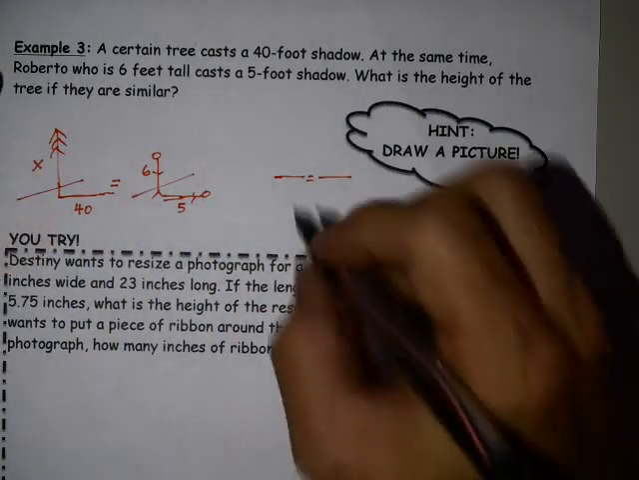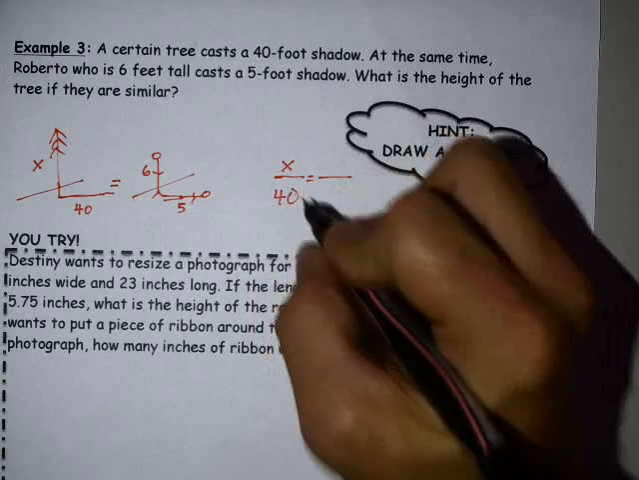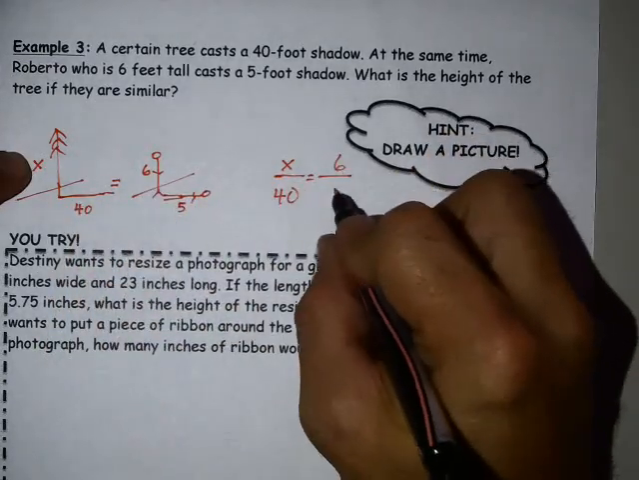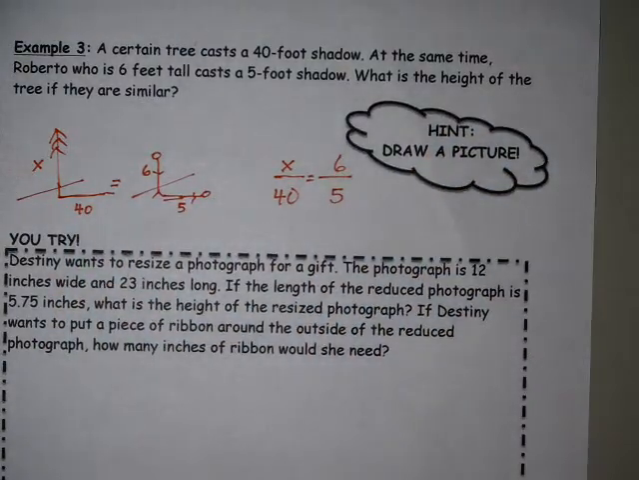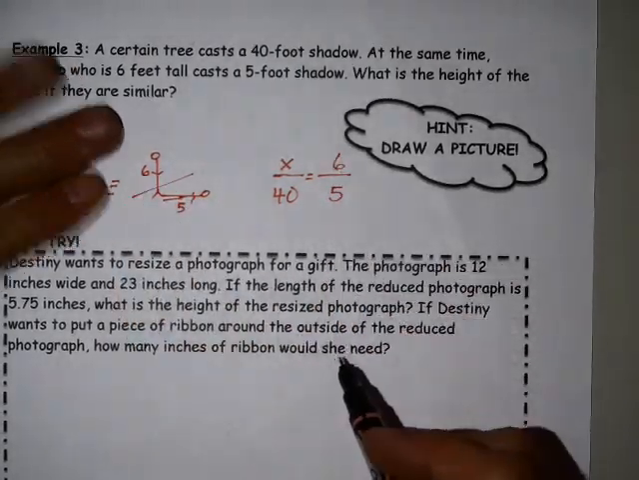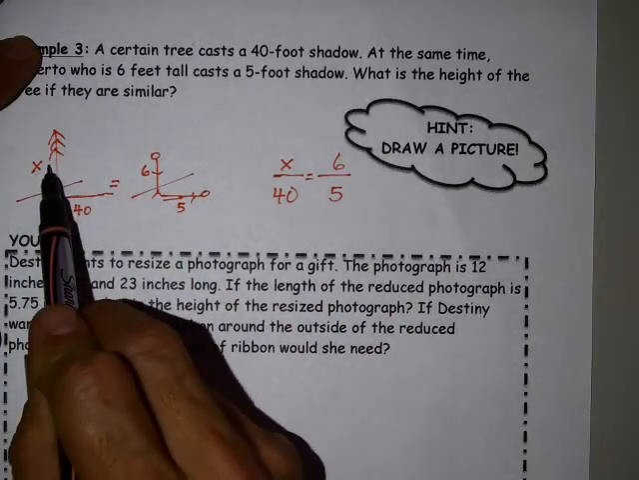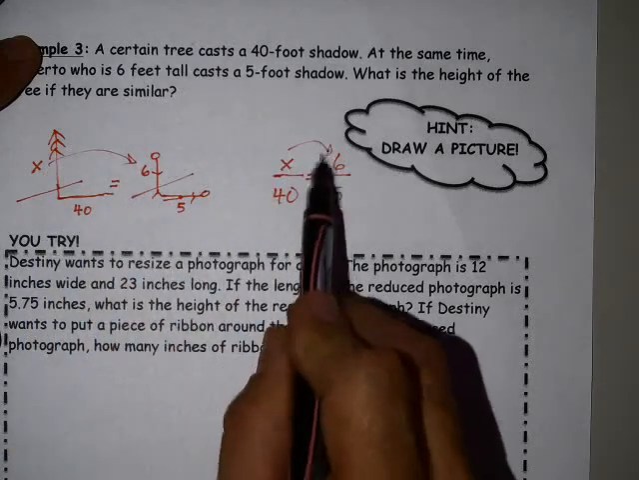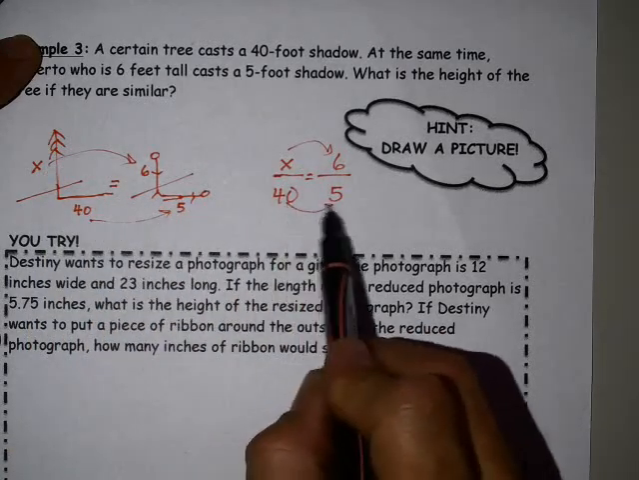X over 40 and 6 over 5. They actually match up together. And if you look, you can see there's 6 over 5, 6 over 5. The x goes with the 6, and the 40 goes with the 5.